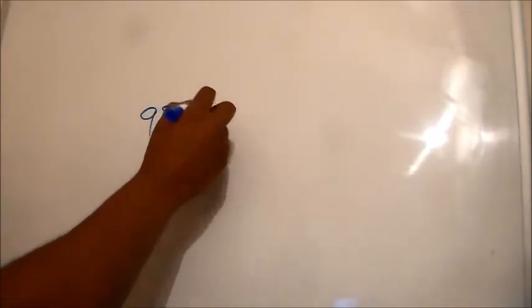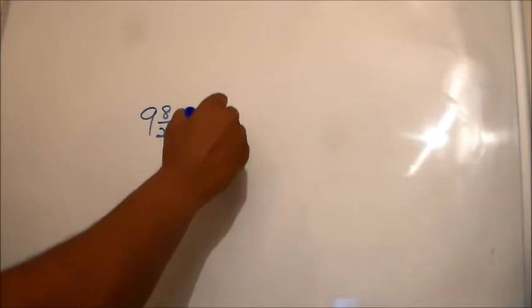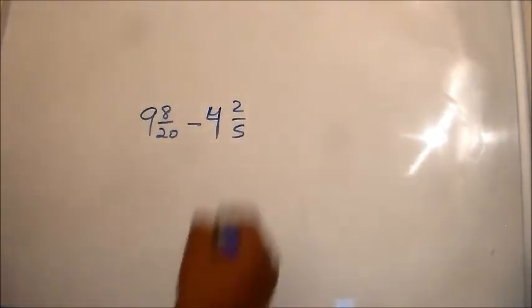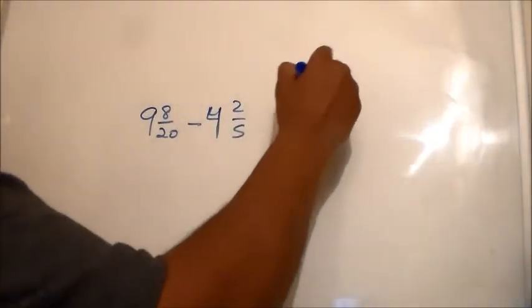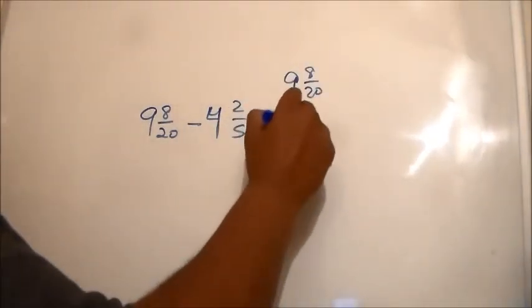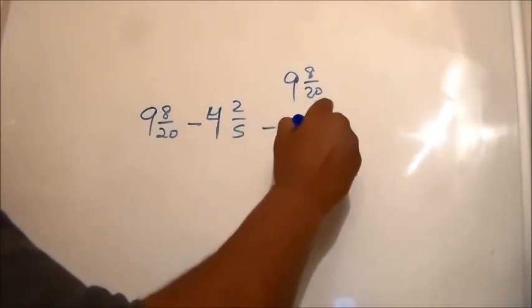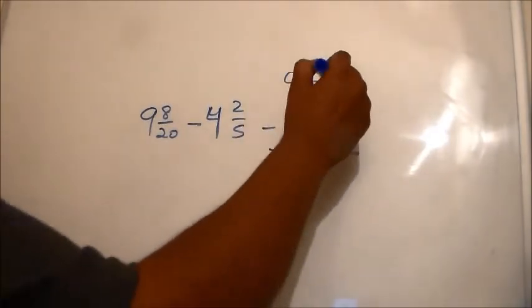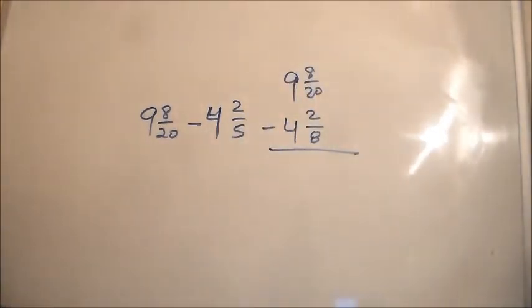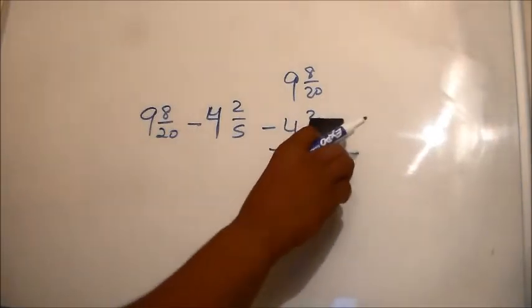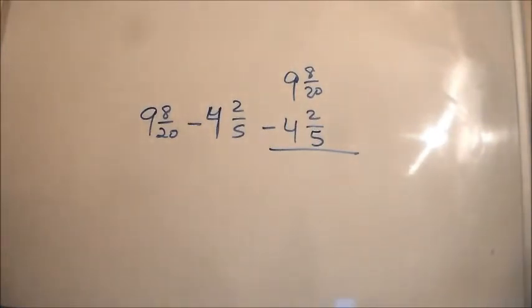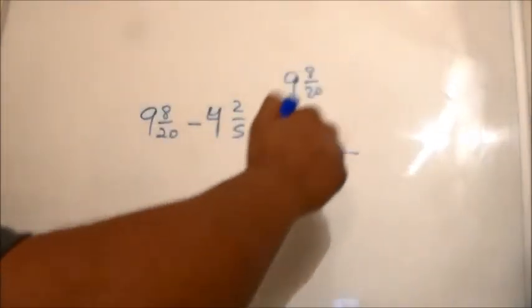9 and 8/20 minus 4 and 2/5. Again, convert this to the old-fashioned way. It's the easier method. Instead of trying to work them out as improper fractions and getting big giant numbers. This is a 5, not an 8. So don't worry about the 9 and the 4, worry about the fractions.